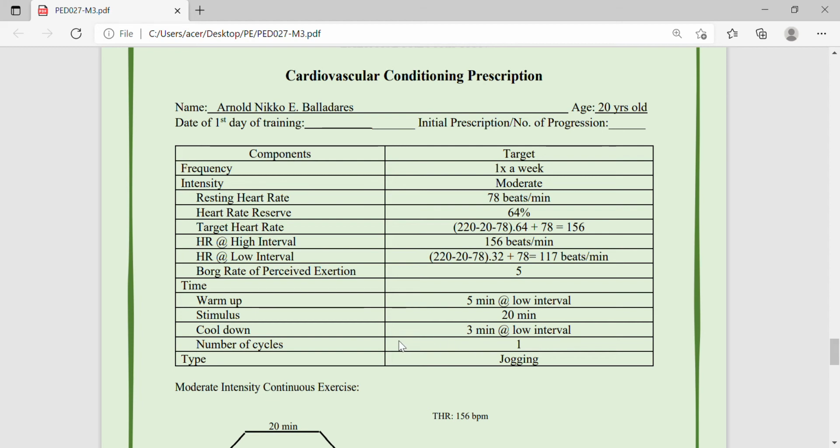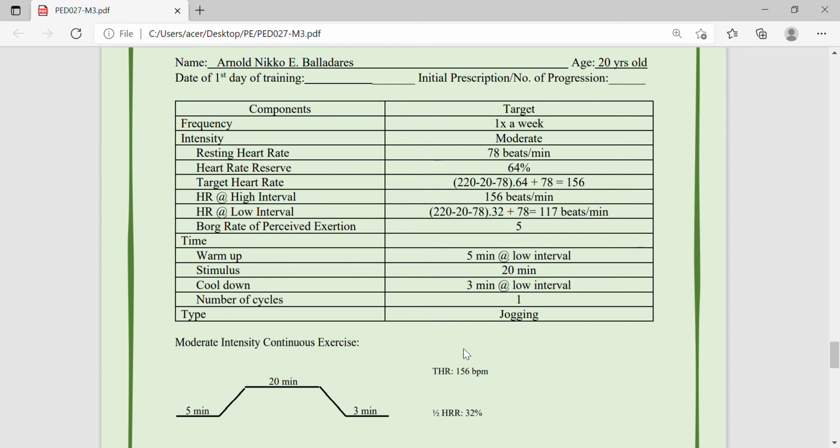And since this is a continuous moderate intensity exercise, it will only have one cycle. And lastly, as I've previously mentioned, the cardiovascular conditioning exercise I've chosen is jogging. It is convenient, no gears needed, just legs and determination.